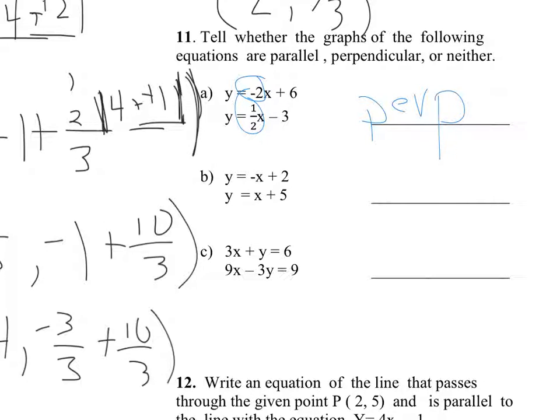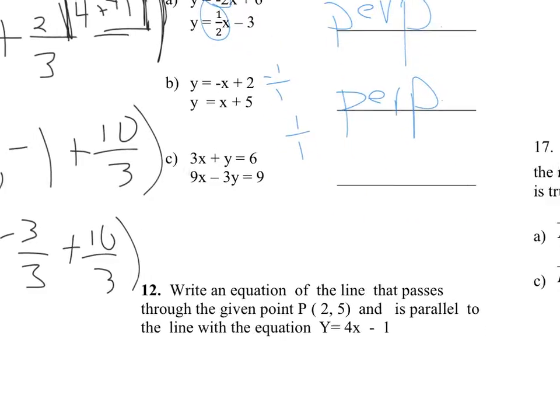perpendicular. This is a tricky one. Different signs, you're like, oh, they didn't flip anything, but it's a slope of 1, and if you flip that, it's 1. So just so you know, -x and +x are in fact perpendicular, because you did technically flip the numbers, they just happen to be the same numbers.